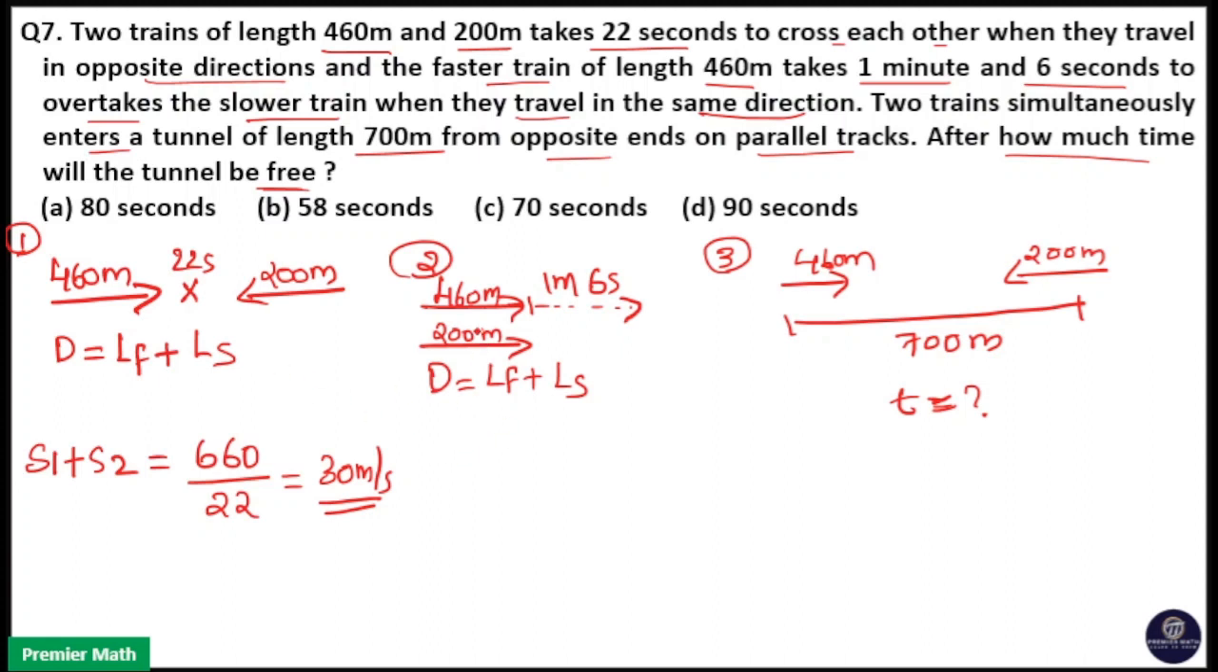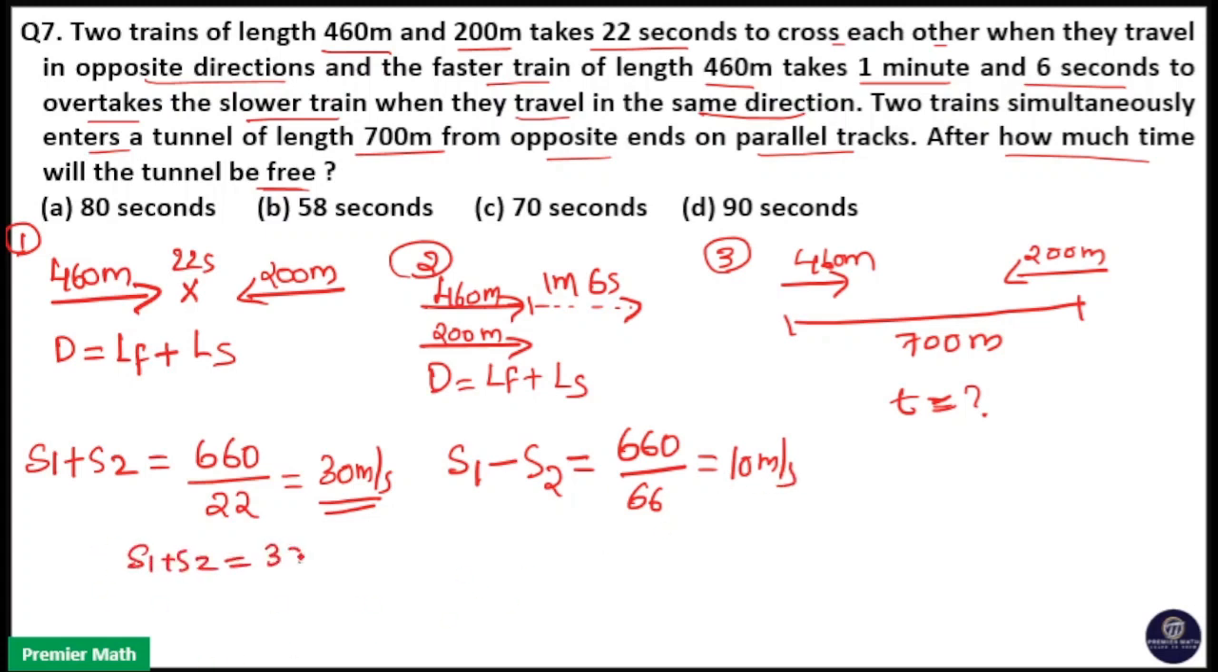In the second case, both are moving in the same direction. That means speed should subtract. S1 minus S2 is equal to distance covered, which is 660 again, divided by time taken to cross each other, which is 1 minute 6 seconds. That is, time taken to overtake the slower train is 1 minute 6 seconds, that is 60 plus 6 seconds, 66 seconds. That is equal to 10 meter per second.